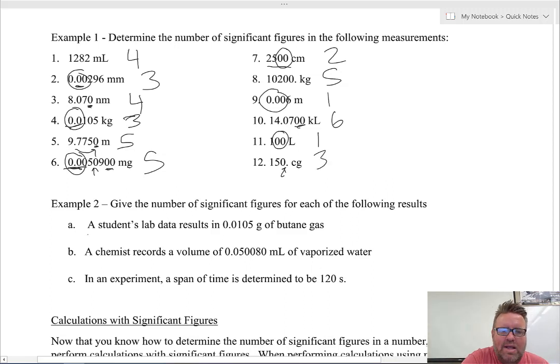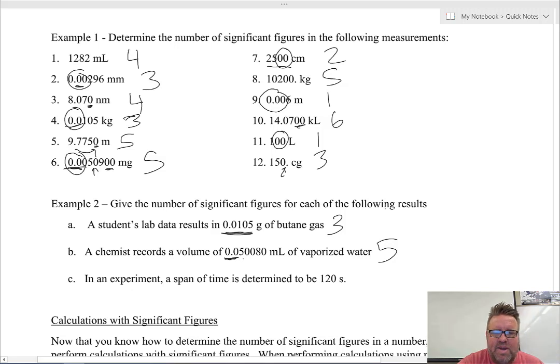Okay, letter A, a student's lab data results in 0.0105 grams of butane gas. How many significant figures are in that number? 3. Okay, the 0.0 are leading zeros, they don't count. Okay, and then letter B, a chemist records a volume of 0.050080 milliliters of vaporized water. Those again are the leading zeros, so they don't count. All the other ones do. So 1, 2, 3, 4, 5 significant figures.